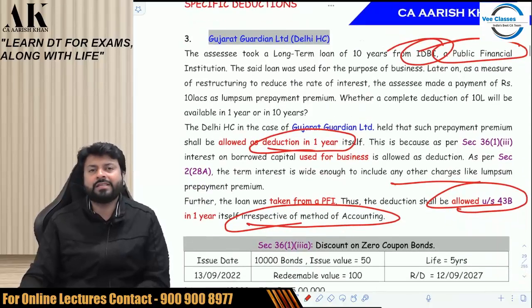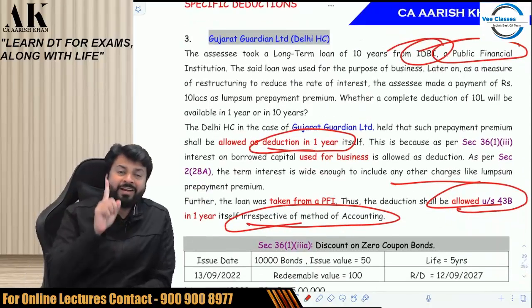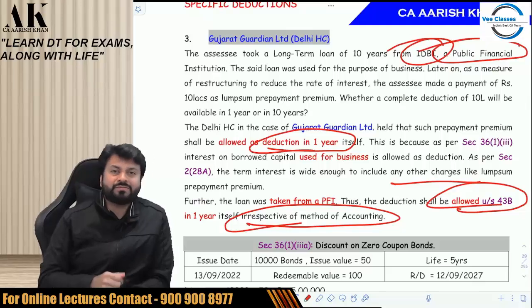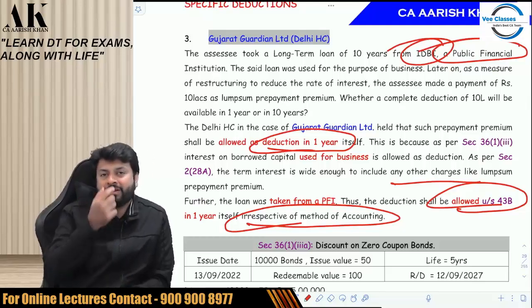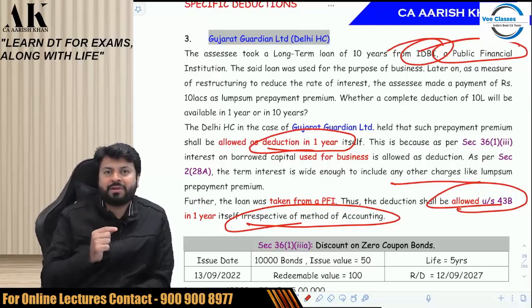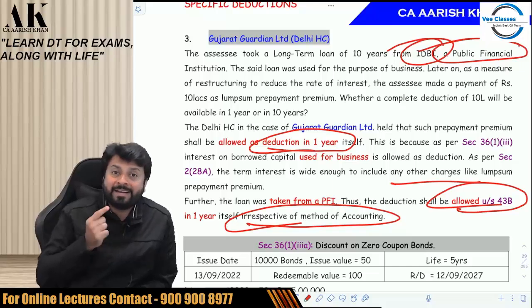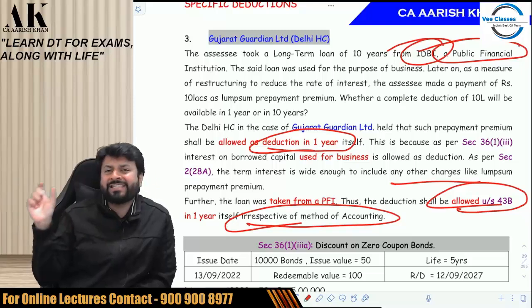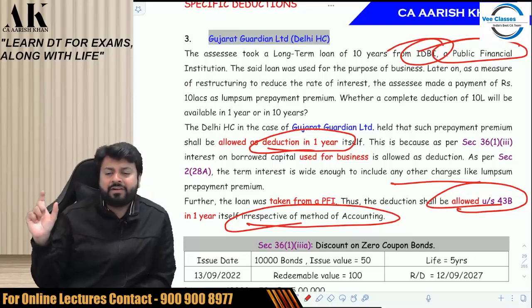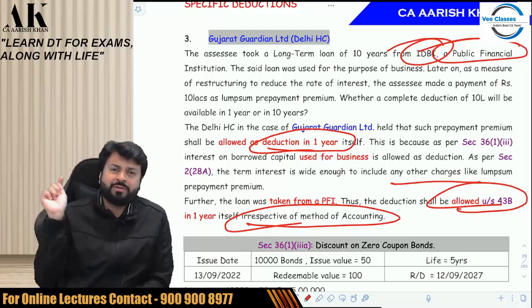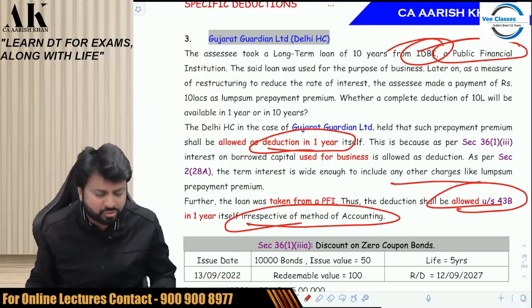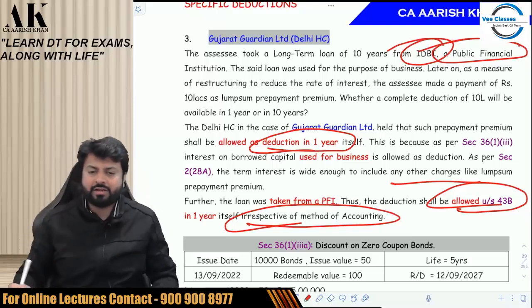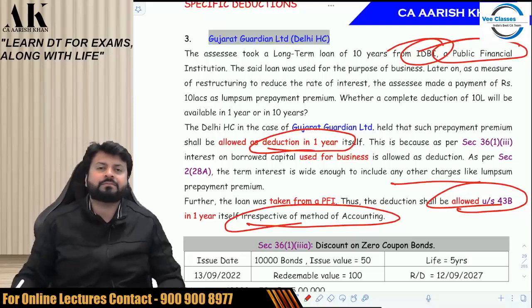So what happens in 43B? You get the deduction of interest on actual payment. So now, this lump sum prepayment premium can be called as what? As an interest, and the loan is taken from a public financial institution, it is a classic case of 43B. And if it is a classic case of 43B, it shall be allowed as deduction in one single shot. That's it. It is allowed as deduction. You can check over here. Okay.